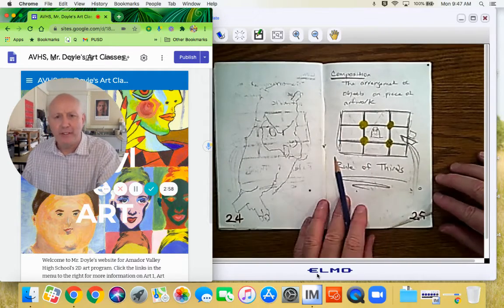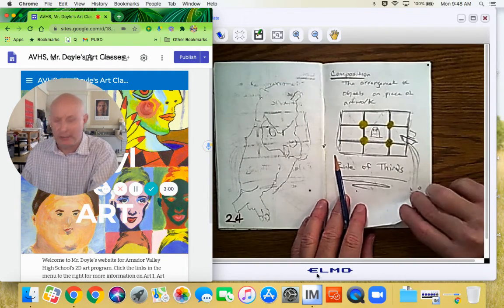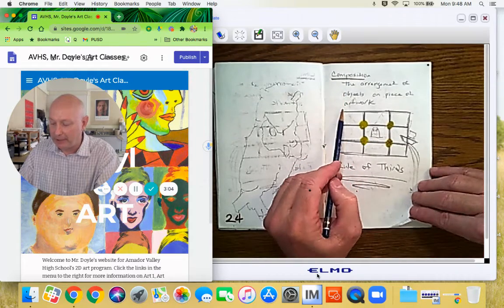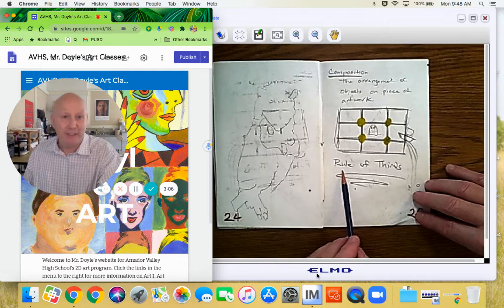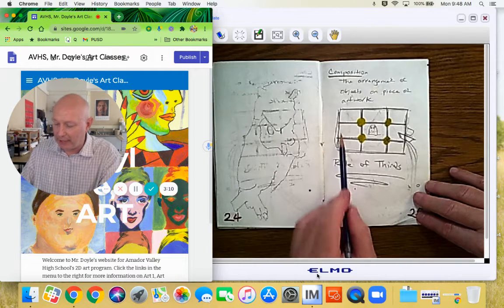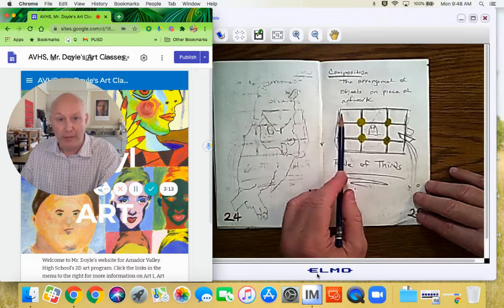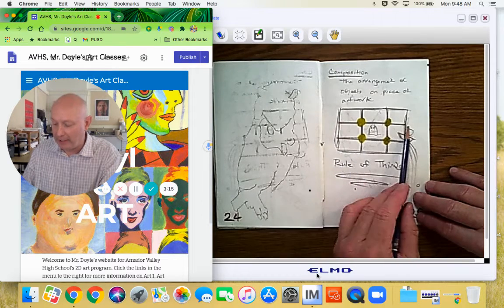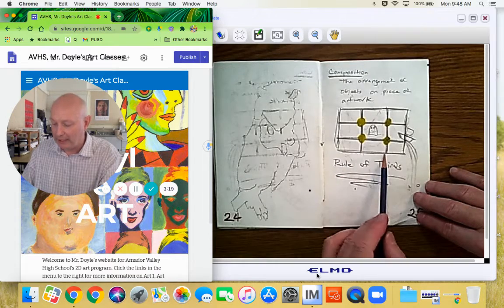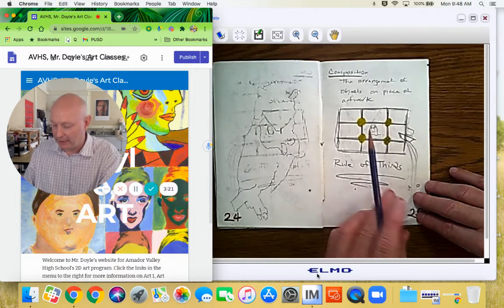Page 25 was a really simple lecture just on composition, the arrangements of objects on a piece of artwork. And we just looked at samples of the rule of thirds. And I would like you to draw this diagram where you drew the frame of a drawing divided into thirds vertically, in thirds horizontally, and these are our focal points.